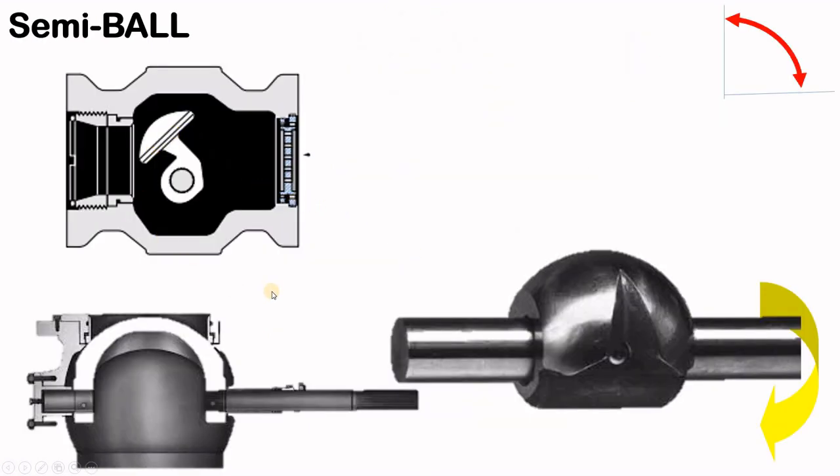These are different types of semi-ball or cam valves. This is from Masoneilan, the rest from Fisher or different manufacturers. You can see here this is a segment of a ball with some notches in it, which will change the characteristic of the valve.